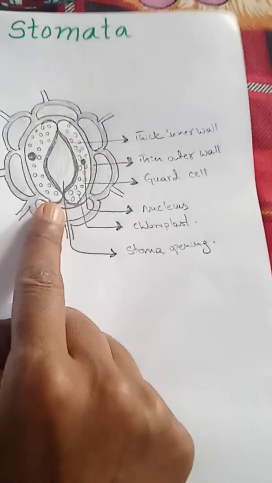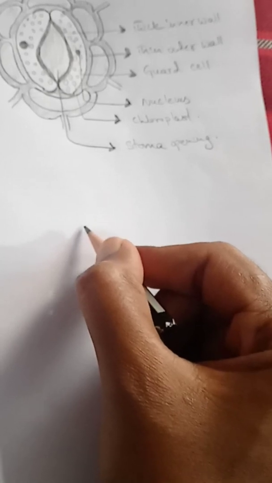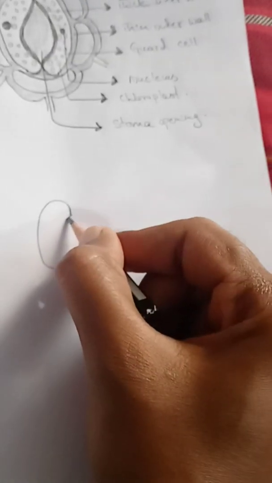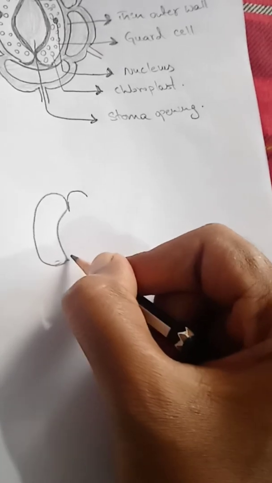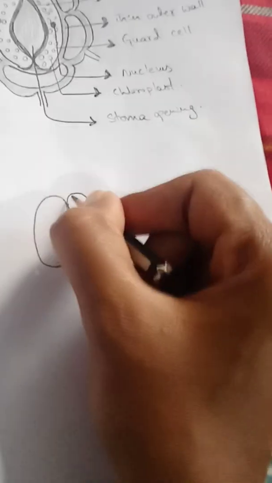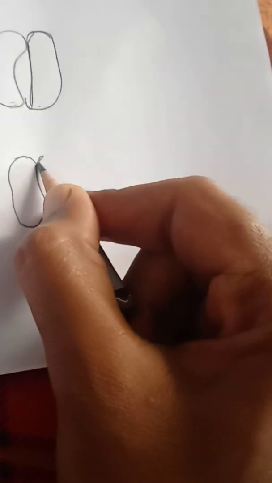I told you that this is a stomata which is open, and I'll show you a stomata which is not open. I'm drawing that roughly. In that, you just have to draw the guard cells first. There you should not leave more space here like this. I'll show you the full diagram. Lightly, it should be there like this.